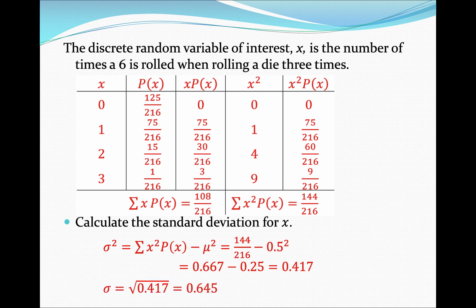Now to get the standard deviation, you simply take the square root of that variance, which gives you the standard deviation, 0.645. So do keep in mind, if you're ever asked for standard deviation, the process is first you must calculate the variance, then from that you take the square root. That will give you the standard deviation.